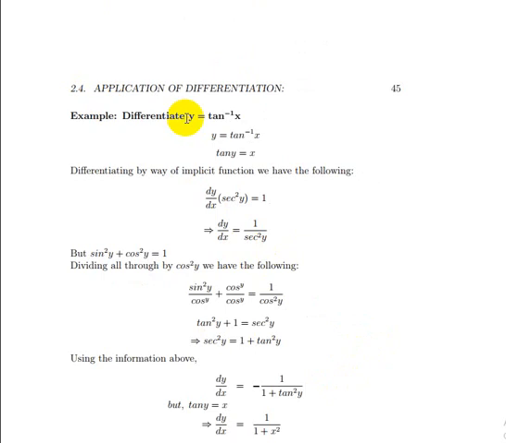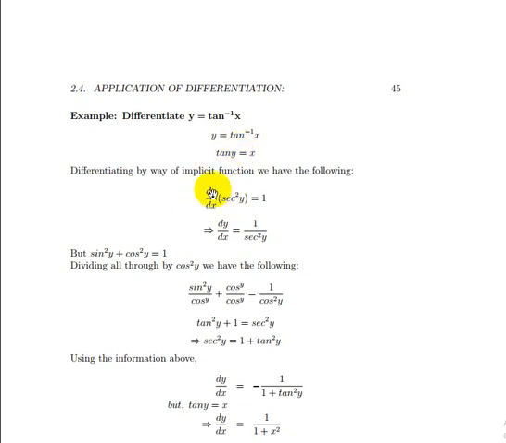Now, how do you differentiate the tan inverse of x? A similar method is used. Say that tan y is equal to x. Now when you differentiate implicitly, you're going to have dy times the differentiation of tan with respect to x. Differentiation of tan with respect to this, we differentiate internally.